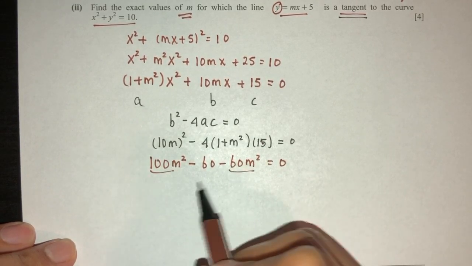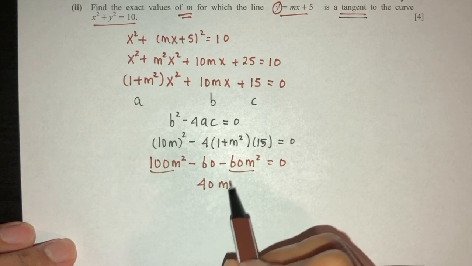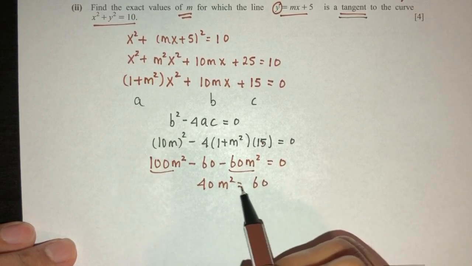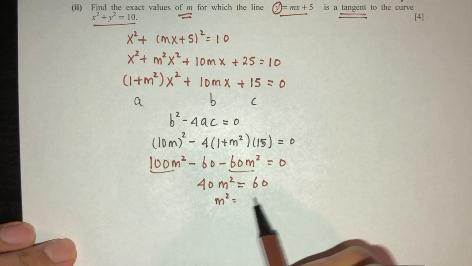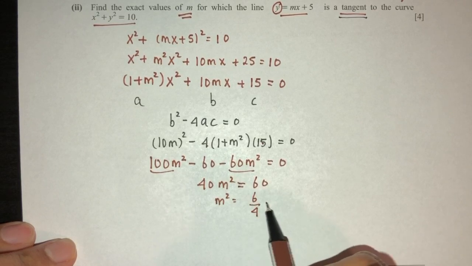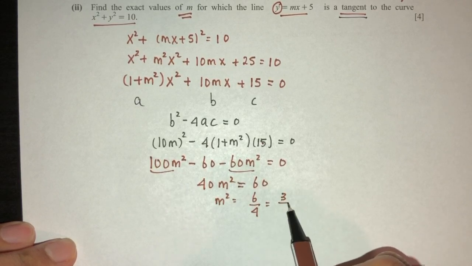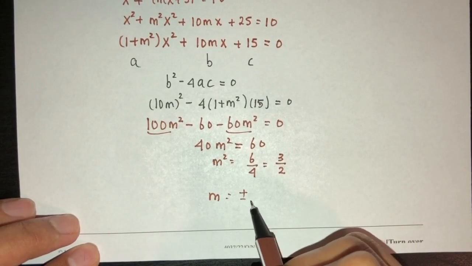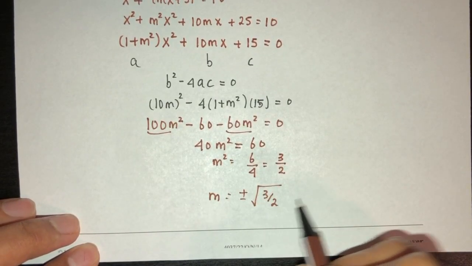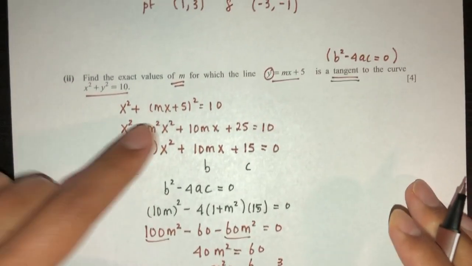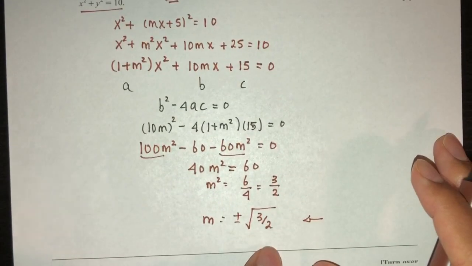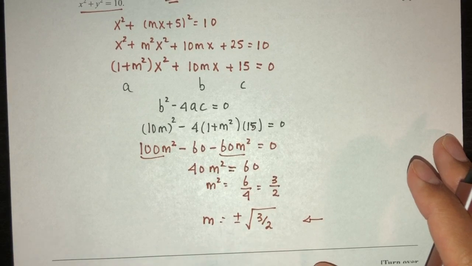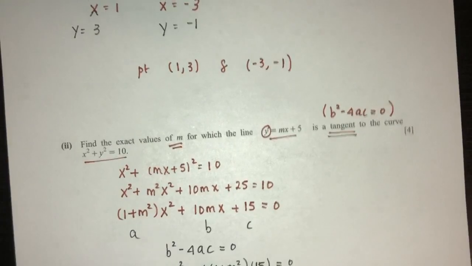So this will become 40m squared is equal to 60. m squared is equal to 6 over 4, which is 3 over 2. So the values for m will be plus minus root of 3 over 2. And this is your answer for part 2, for the values of m. Exact values of m: plus minus root 3 over 2. That is your question number 6.